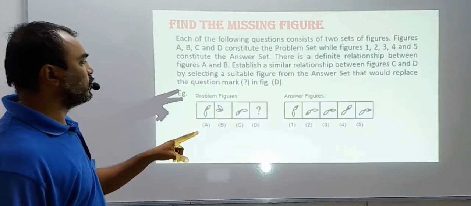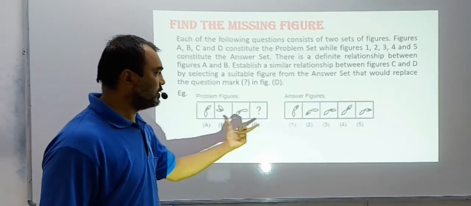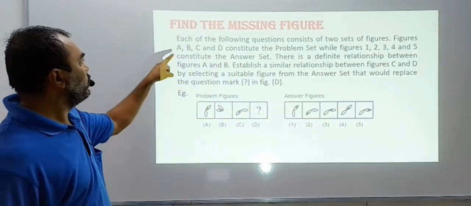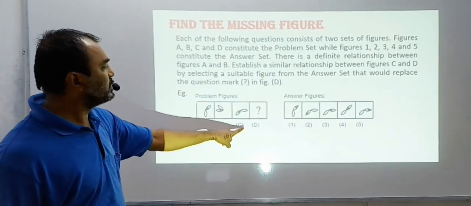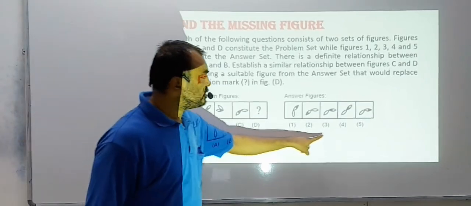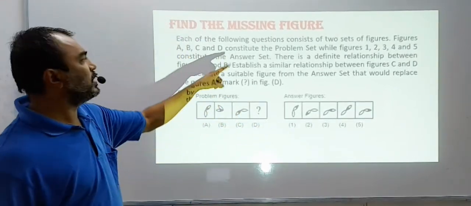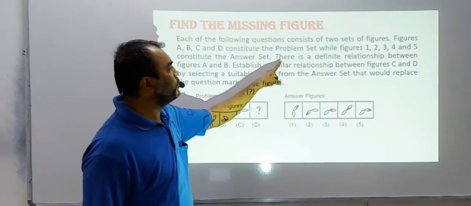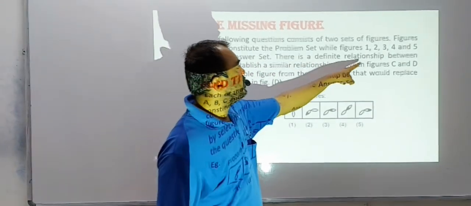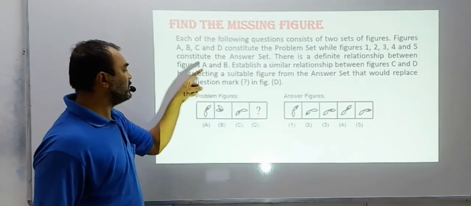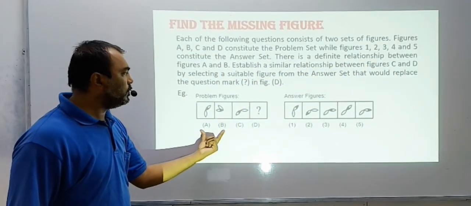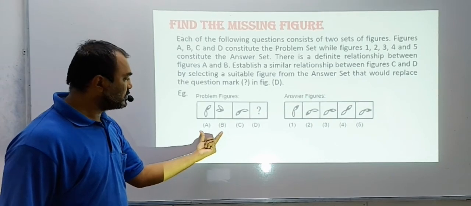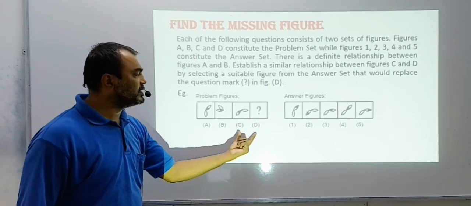We have got two sets of figures. This is the first set, this is the second set. Clearly written, two sets of figures. Figure ABCD is the problem set, while this is the solution set or the answer set. Now what have they told you here? This is a very important statement. There is a definite relationship between figures A and B. So figures A and B have a relation, and a similar relation lies between the figures C and D.